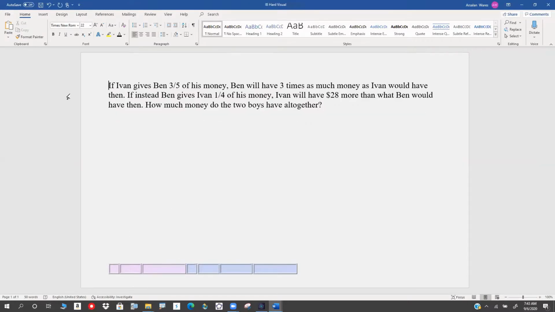I'm going to solve this problem visually. And first, I'm going to highlight the first sentence. I'm going to actually change its color to blue. And I'm going to use a table.